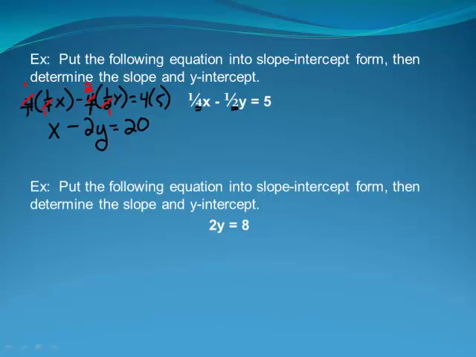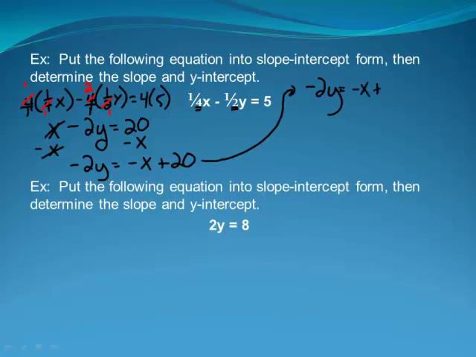We're trying to isolate the y, so we're going to subtract x from both sides. That's going to leave us with negative 2y is equal to negative x plus 20, or 20 minus x. Now we're going to take that and rewrite it so that I can then divide each and every term by negative 2.